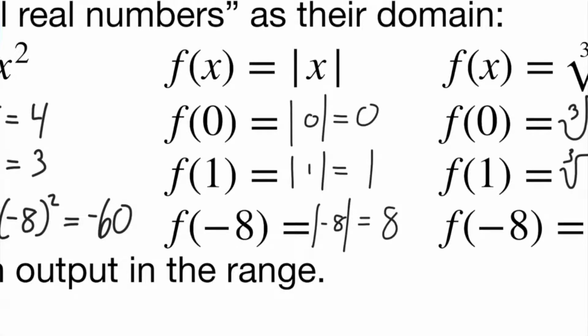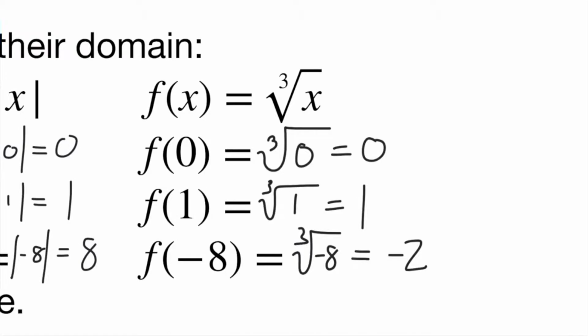Absolute value of x always produces an output. The cube root of x always produces an output, and that's not always going to be an easily calculatable number like we have here. If you're taking the cube root of 3 or 5 or something like that, then you're going to get a crazy long decimal, but at least you get a number, and that's fine.